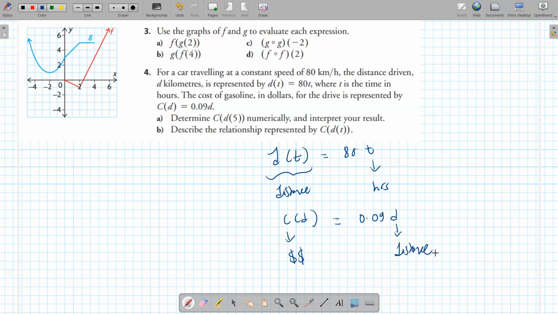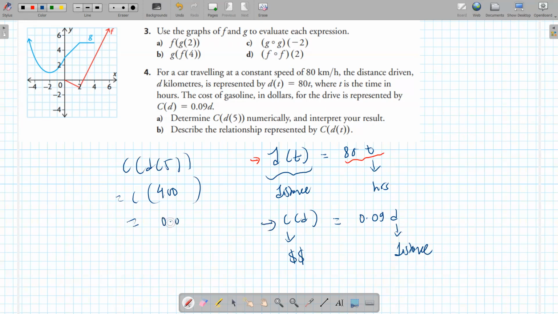Part A says determine C of D of 5 and interpret your result. So again, it's not very difficult. It's just C of D of 5. C on the outside stays as it is. What is D of 5? So you've got to look at this equation. D of 5 would be 80 times 5, right? Which is 400. And now we go to C of 400, which is this equation.